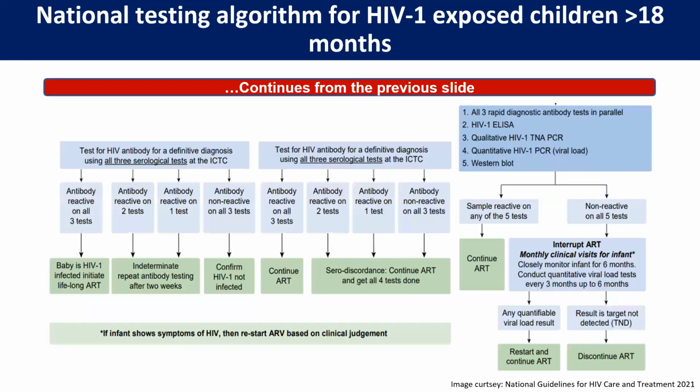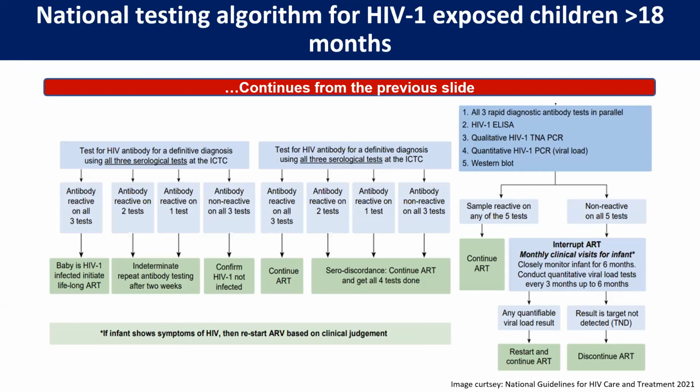So when you do all 3 serological tests in a child who was not previously tested through PCR, if all 3 antibodies are reactive, then you consider this child as HIV infected and start ART. If antibody is reactive on 2 tests or 1 test, this is indeterminate, and you have to repeat antibody testing after 2 weeks. If all 3 tests are negative, you can confirm that HIV is negative in this child.